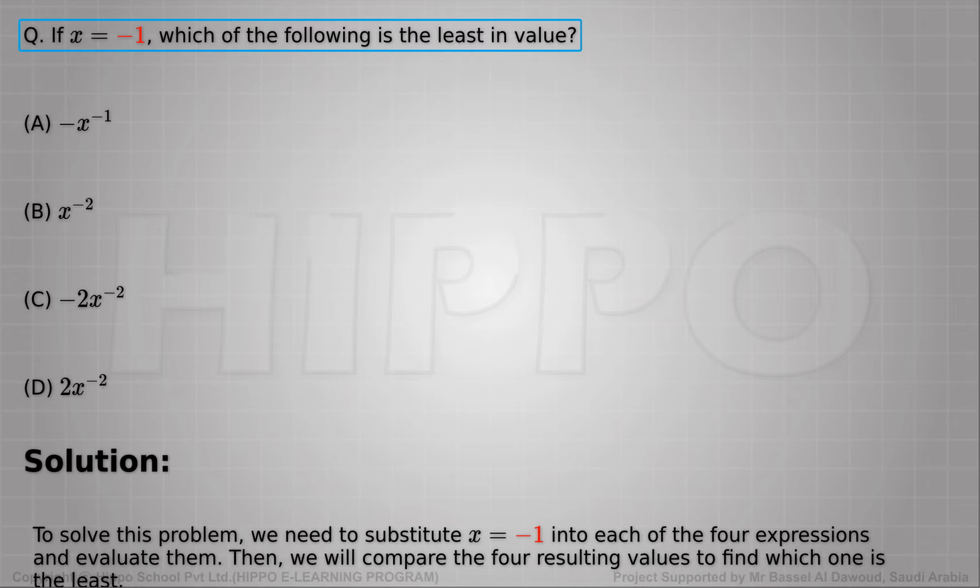It's a classic substitute and evaluate question. We're given a value for x, which is -1, and we need to plug it into 4 different expressions to see which one gives us the smallest number. The key here will be to carefully handle the negative signs and the negative exponents. Let's go through them one by one.